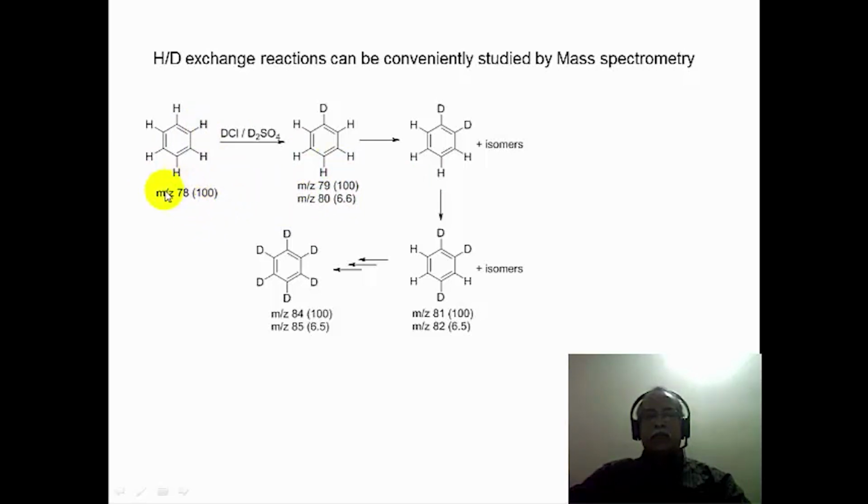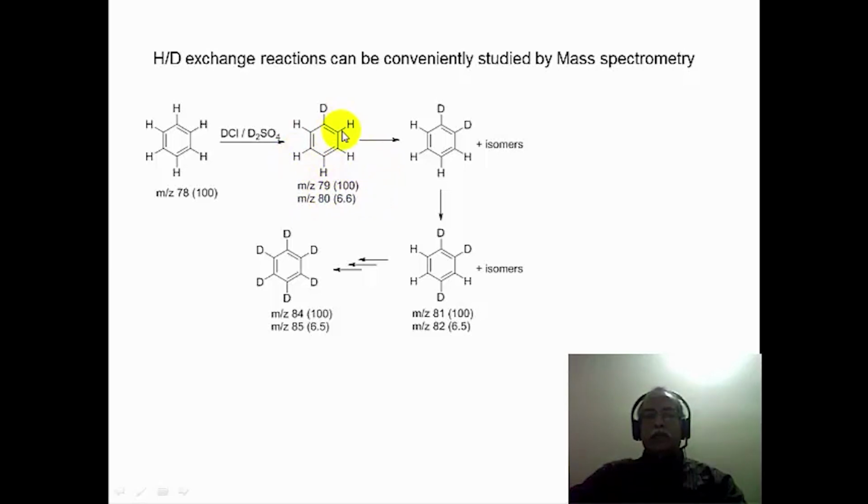So benzene has a molecular weight of 78. If you look at the benzene mass spectrum, it will have a base peak at m/z 78. Upon substitution of a deuterium, by heating it with DCl and D2SO4, both of them diluted with D2O, for example, the hydrogens can be substituted sequentially by deuterium. So the monodeutero compound has a molecular weight of 79. Once the monodeuteration is complete, the spectrum would show the molecular ion as the base peak at m/z 79.